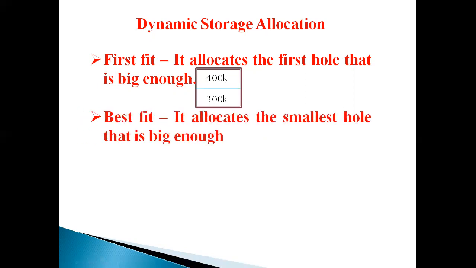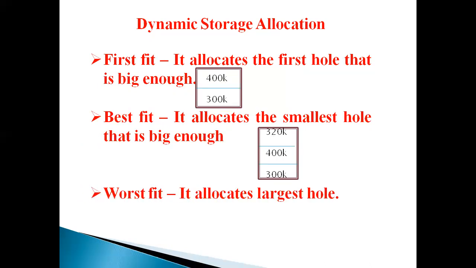The second one is best fit. It allocates the smallest hole that is big enough. Example, the file is 290K. It allocates the smallest hole. So in this block, what is the smallest hole that fits? That is 300K. So my file of 290K goes there, and there is a wastage of 10K. That is called the best fit.